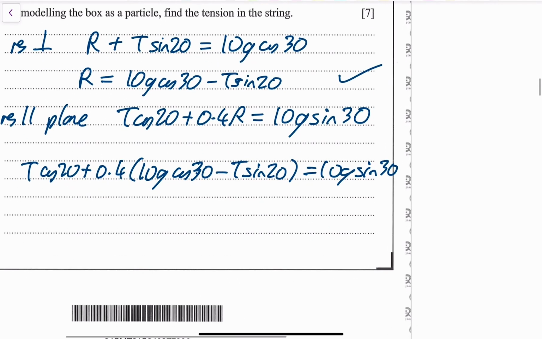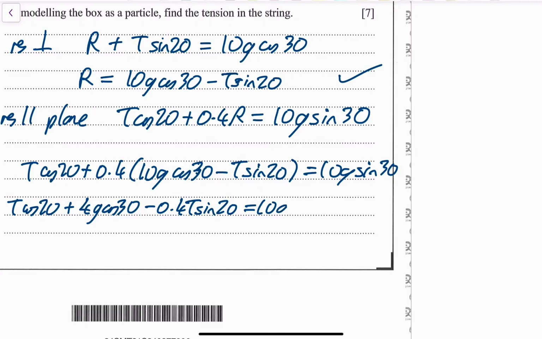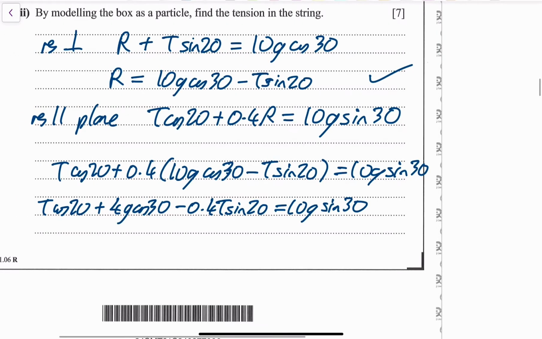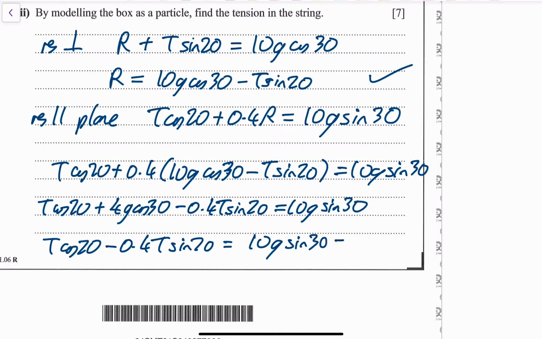Now what to do is just multiply that out. That's going to be T cos 20. 0.4 times 10 is just going to be 4g cos 30, minus 0.4T sin 20, is equal to 10g sin 30. I'm going to leave all the T's on the left hand side, so I have T cos 20 minus 0.4T sin 20 is equal to 10g sin 30 minus 4g cos 30.